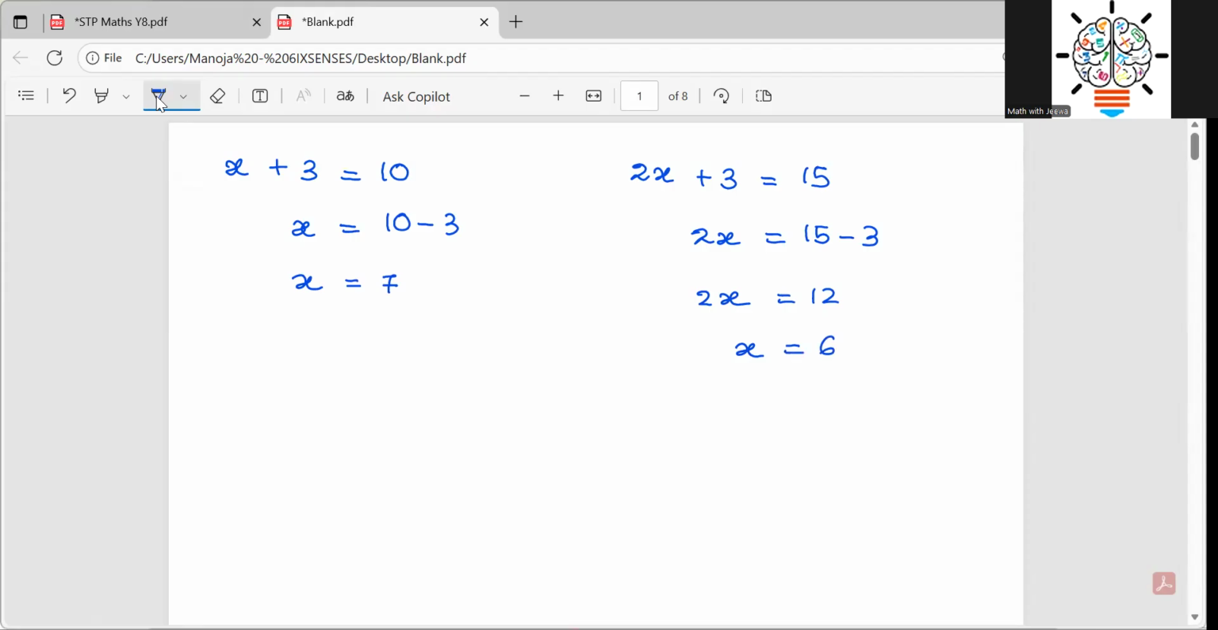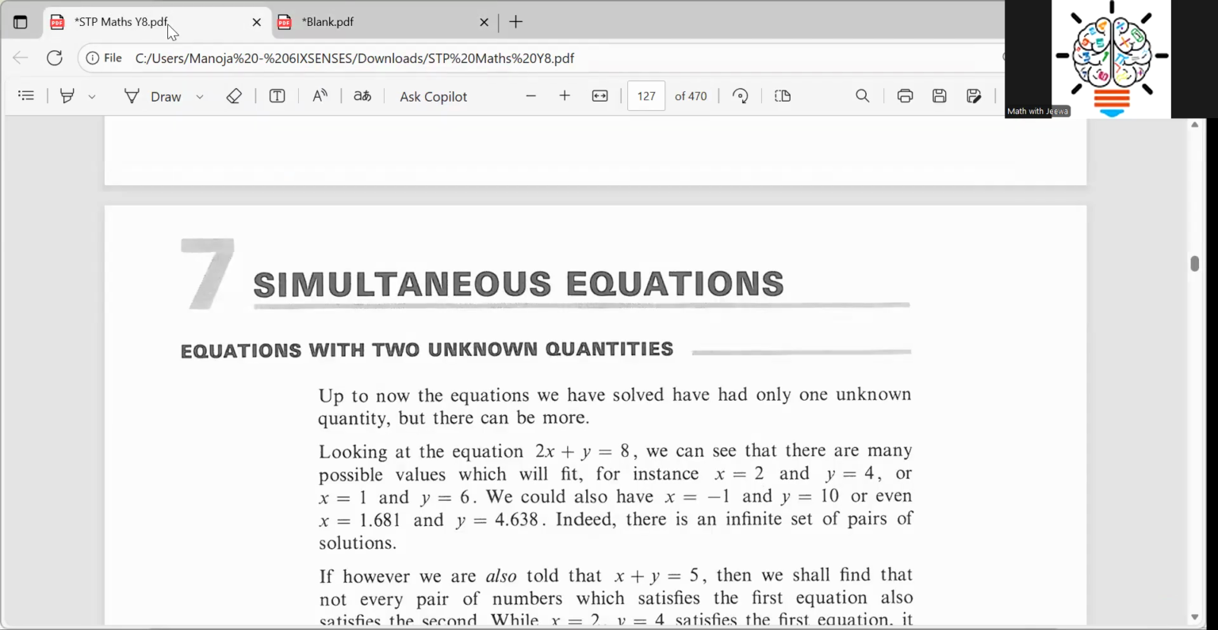So the first one is a very simple one, and the second one is a little bit more advanced than the first one. But in both the examples, we had only one variable, that is one unknown value, that is x, right? But when we are talking about the simultaneous equations, children, we are dealing with two unknown variables, right? Two unknown variables, so two variables.